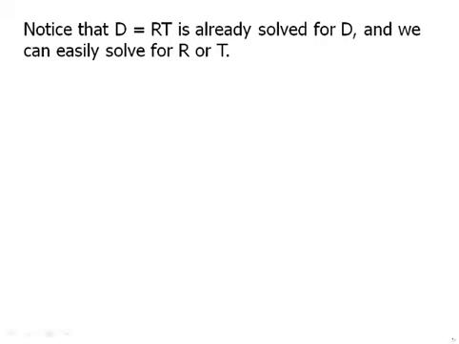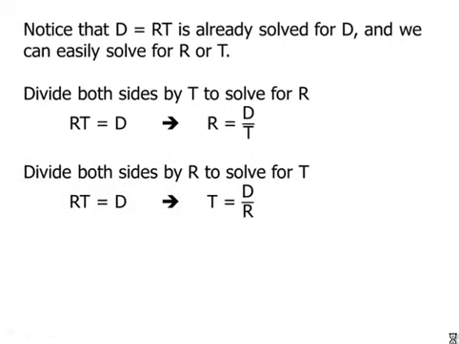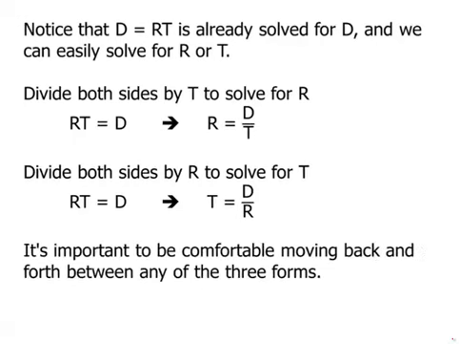Notice that D equals RT is already solved for distance, and we can easily solve for rate or time if we need to. If we divide both sides of that initial equation by T, we solve for rate. So rate equals distance divided by time. Alternately, go back to D equals RT, divide both sides by rate, and what we get is T equals D over R. Time equals distance divided by rate. And that's solved for time. It's very important to be comfortable moving back and forth between any of those three forms.